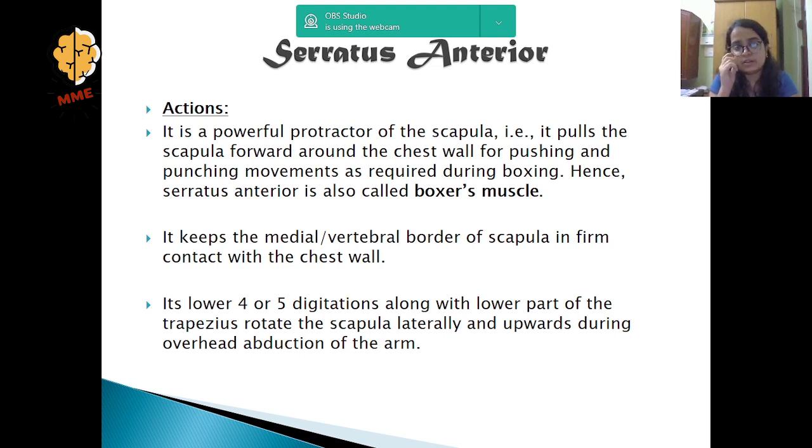Abduction has a range of movement from 0 to 180 degrees. 0 to 15 degrees is done by the supraspinatus muscle. From 15 degrees onwards, it is carried on by the deltoid muscle till 90 degrees. From 90 to 120 degrees, it is dependent on the movement of the humerus laterally also. And then from 120 degrees onwards, it depends on the scapula and its movement laterally on the chest wall.